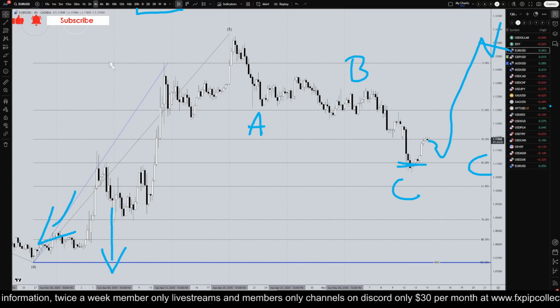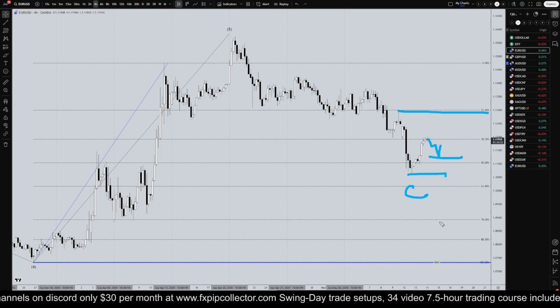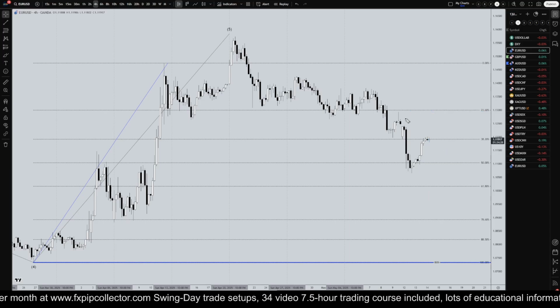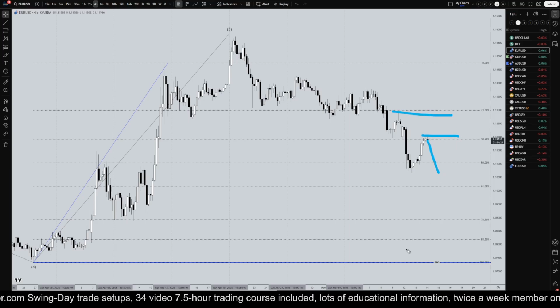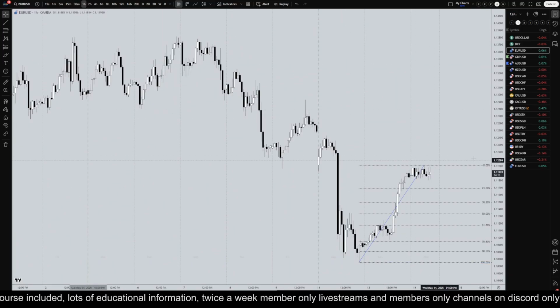Now, the whole thing is that we do not have a breaker structure yet, confirming that it really is the end of an ABC, and we definitely do not have a significant higher low yet, which would also help confirm that maybe the wave C is already over. So there is definitely a chance that this could make a lower high and just go down and make new lows. So we do have to be a little bit cautious until we either see that breaker structure or we see the significant higher low.